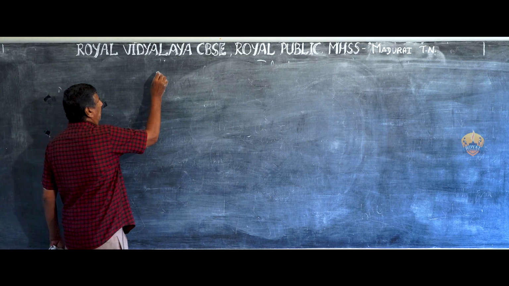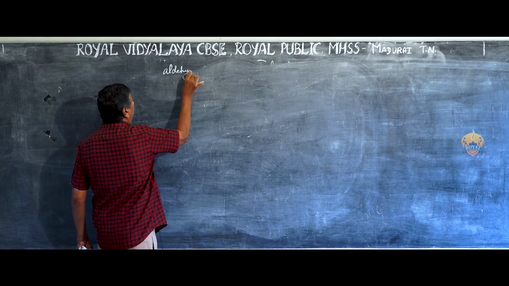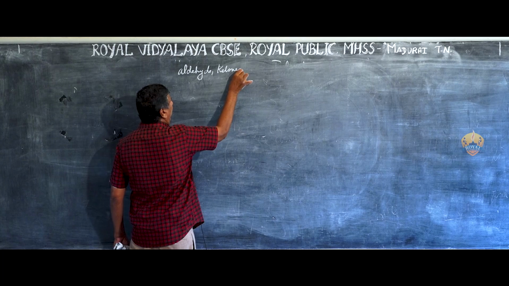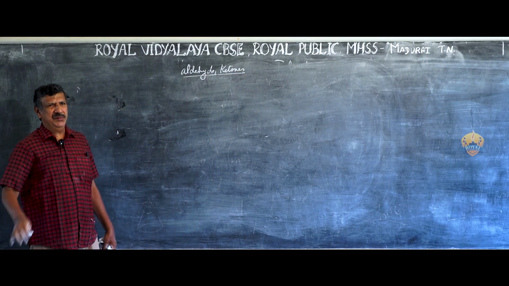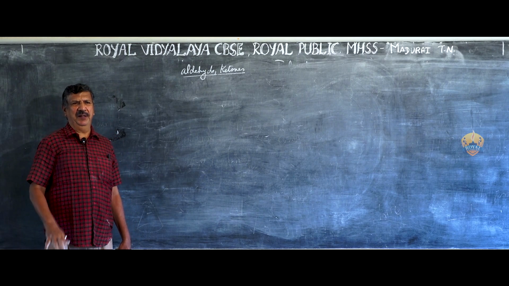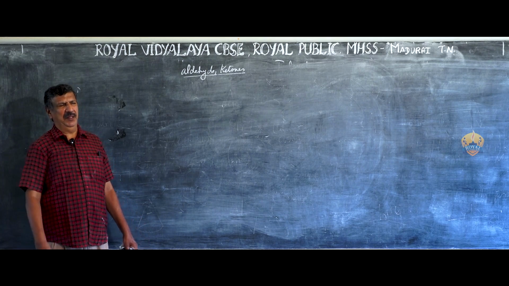Now, we are going to start with aldehydes and ketones. Regarding acids, we can see them separately. Even though it is a small chapter, we will see it separately.